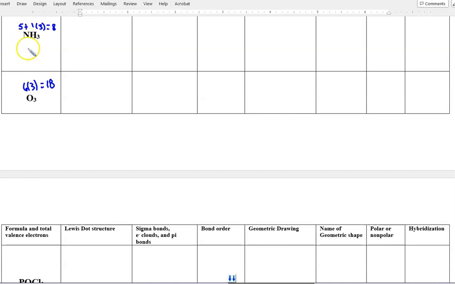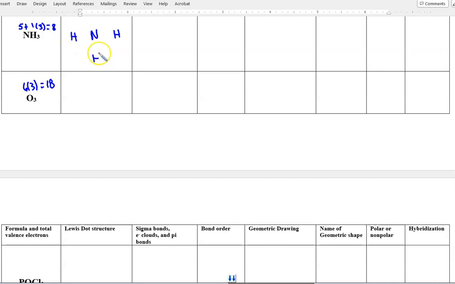All right, so now let's look at NH3. We know we have a total of 8 electrons to play with, so we need to pick an element to go in the middle. Remember, hydrogen can never go in the middle, but nitrogen is the least electronegative. So we would put nitrogen in the middle, and we're going to have a problem with hydrogen.